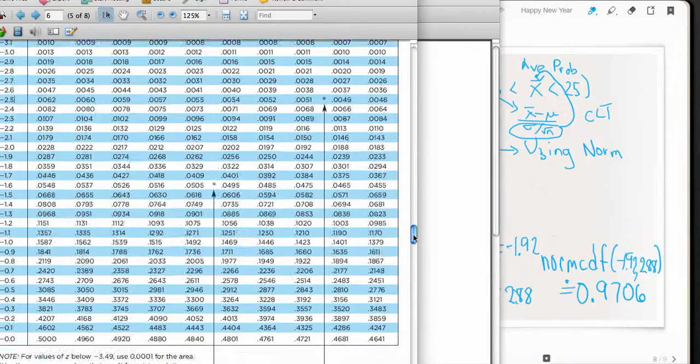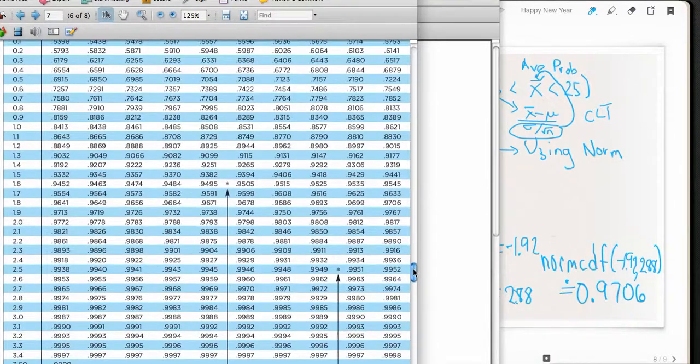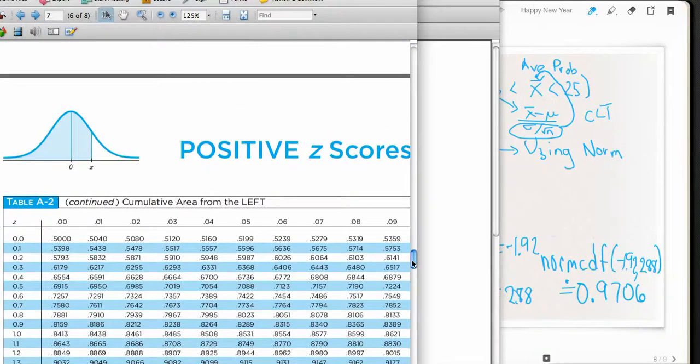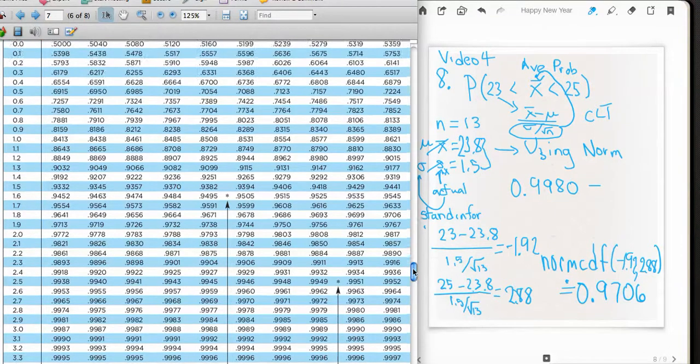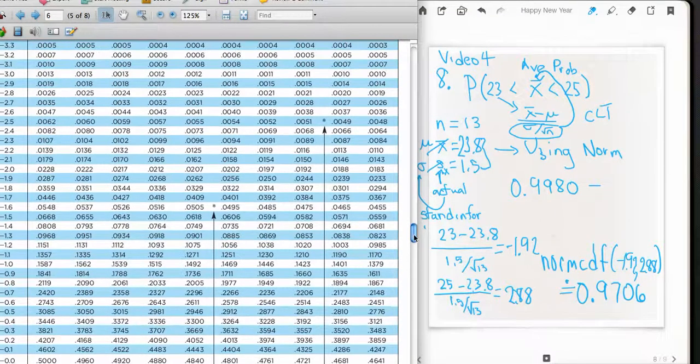So if I go down here to my positive z table, 2.88, so 2.8, and this is my 88, I believe. Yes, there's my 2.88. This would be 0.9980. And then I would have to subtract the probability of being less than negative 1.92. So negative 1.9, it is, and then this is 0, 1, and this is 2.